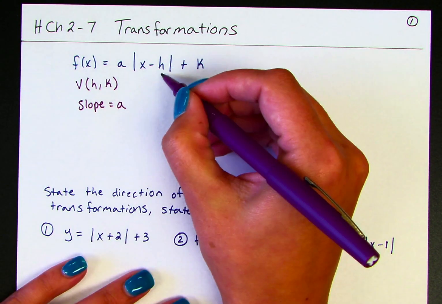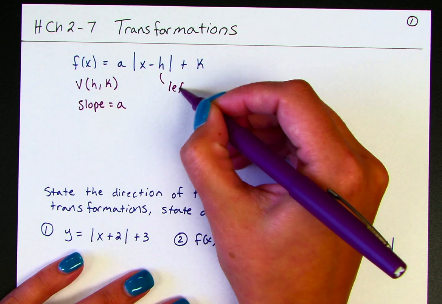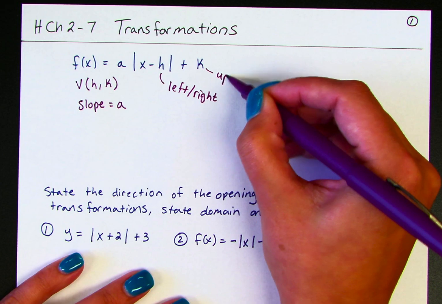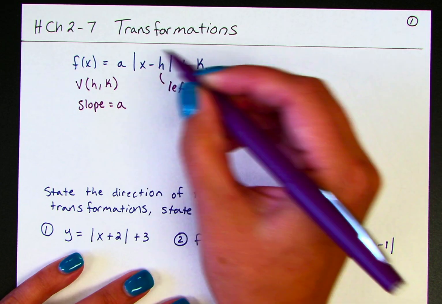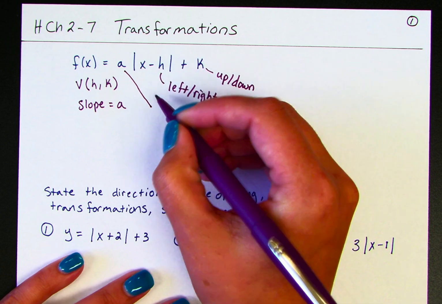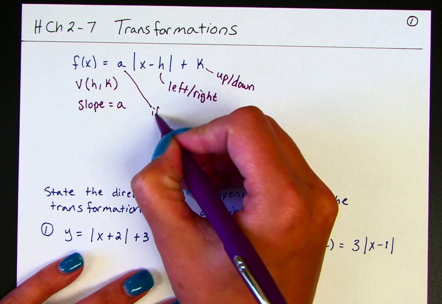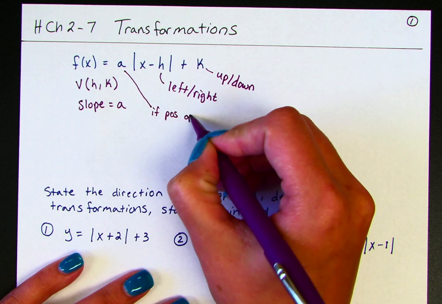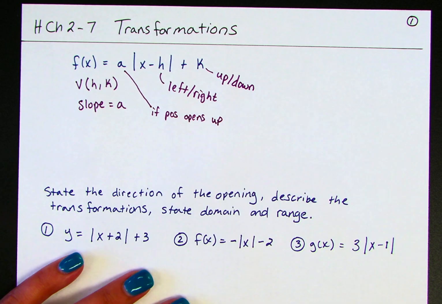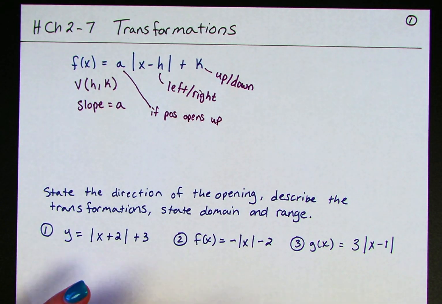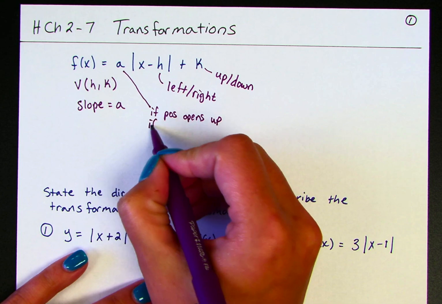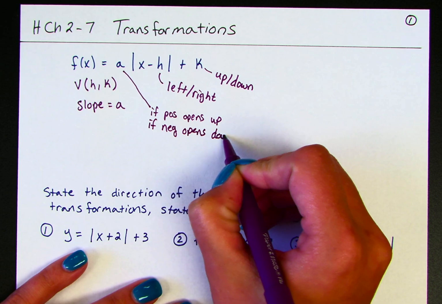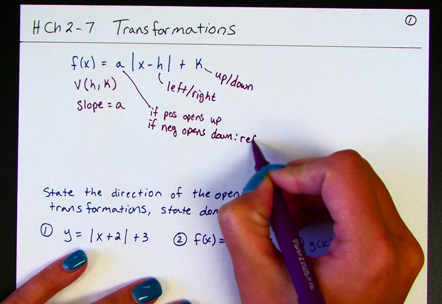So this H makes it move left or right. Our K value makes it move up or down. And then A has two jobs. If it's positive, it opens up, which since it's normally positive, we aren't going to call that a transformation, but if it's negative, it opens down, which we are going to call a reflection.